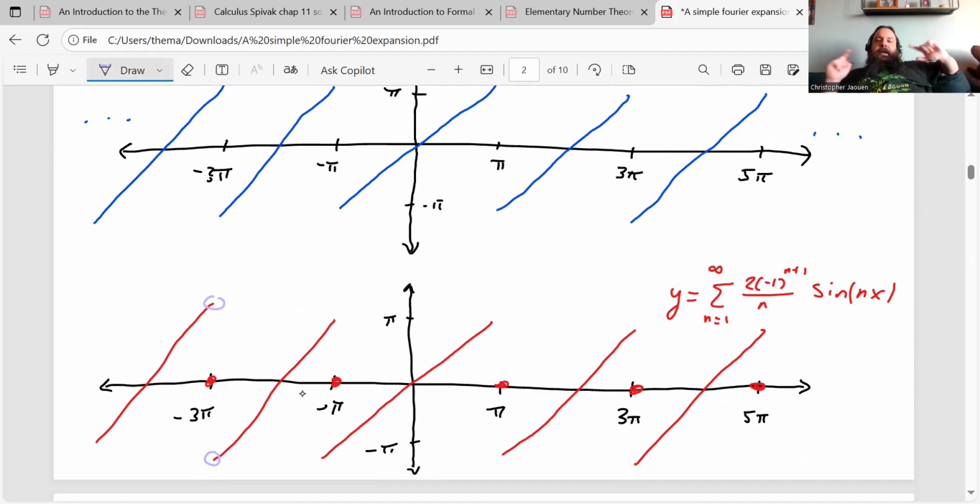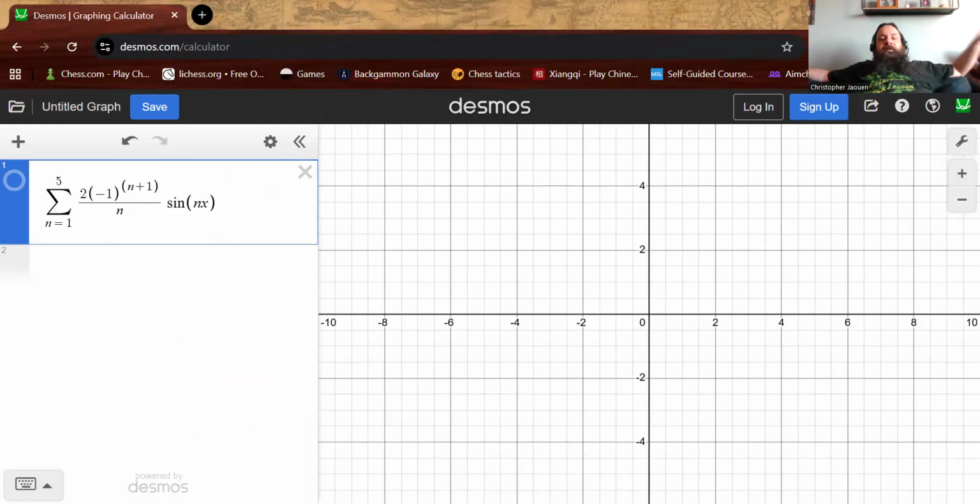And just to convince you that this does actually happen, I just wanted to show you the graph of this Fourier series on Desmos. Right now, Desmos won't graph the actual Fourier series for you because it doesn't let you take a sum where the upper limit is infinite. But you can let the upper limit get bigger and bigger, and it should show you what happens as the terms in the partial sum get larger and larger.